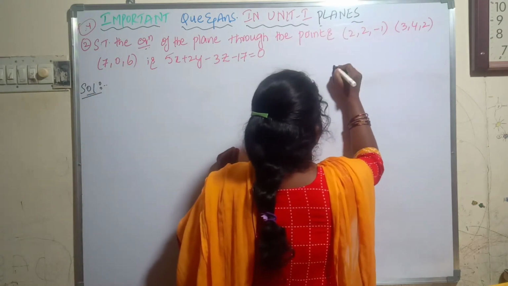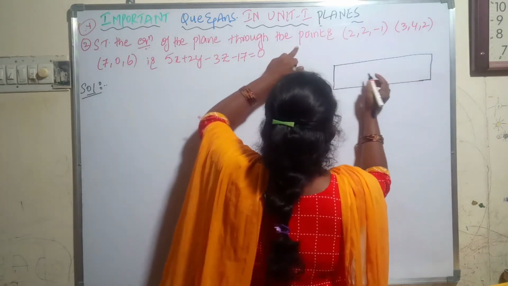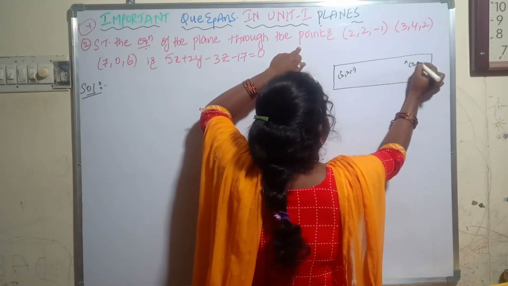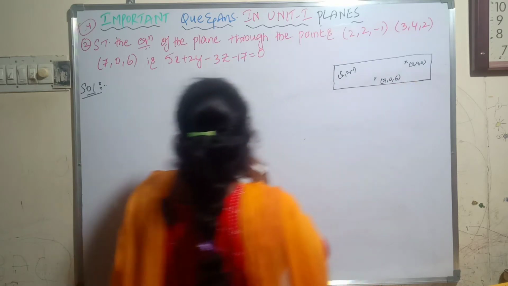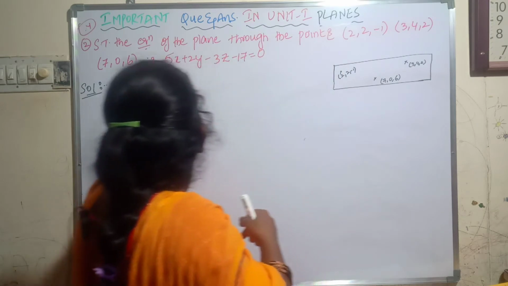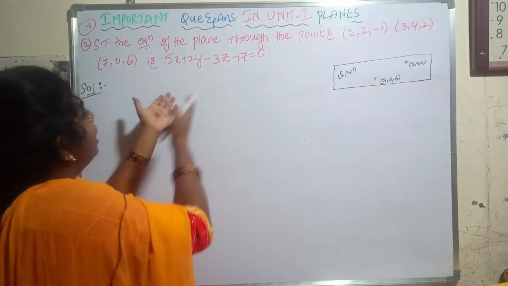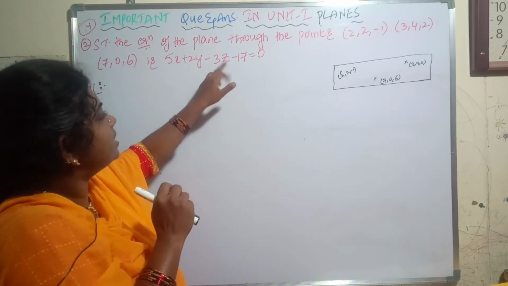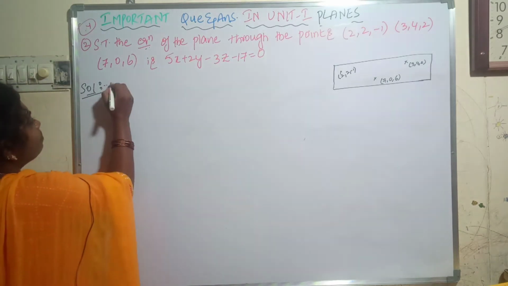In the question he is giving 3 points which are lying in the plane. Those are (2, 2, -1), (3, 4, 2) as well as (7, 0, 6). Now we have to show that the plane passing through these 3 points is 5x + 2y - 3z - 17 = 0. Now we will proceed to the solution.